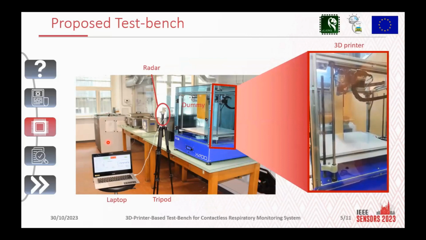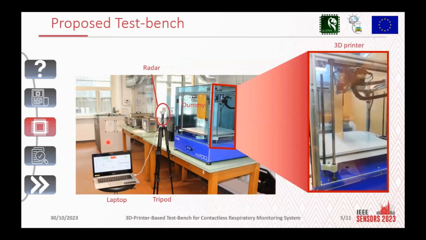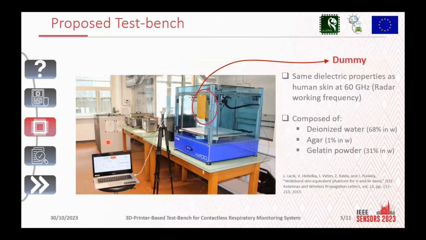We didn't use a simple plywood panel, but we used a dummy. After a little research, we found a material composed of deionized water, agar, and gelatin powder that has the same dielectric properties as human skin at 60 GHz. That is the working frequency of the radar that we use. And of course, in this way, we have reproduced a real use environment.